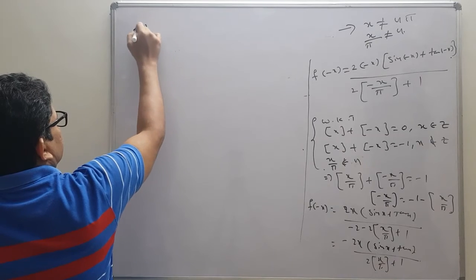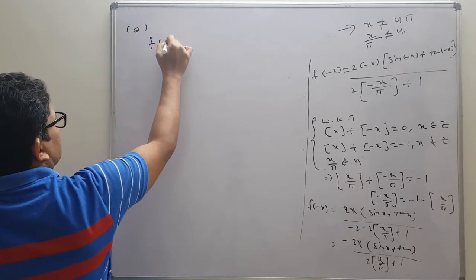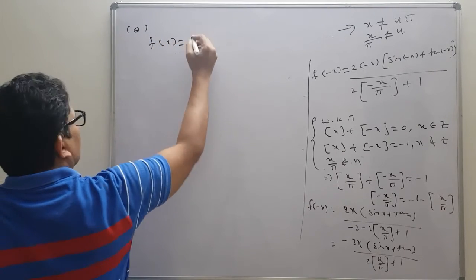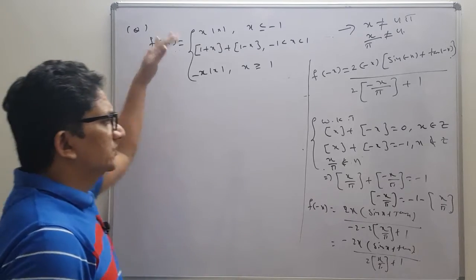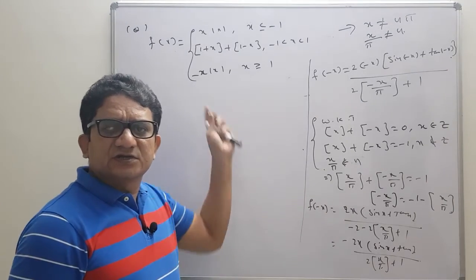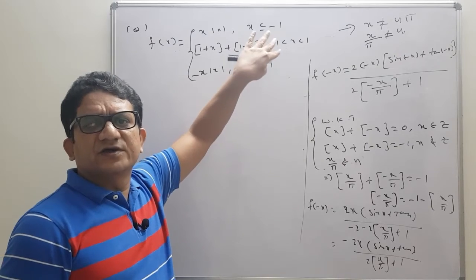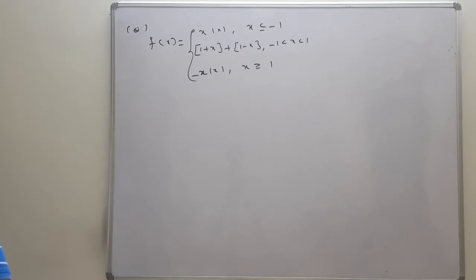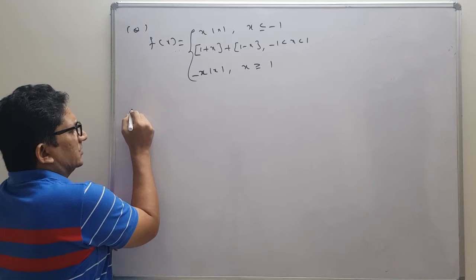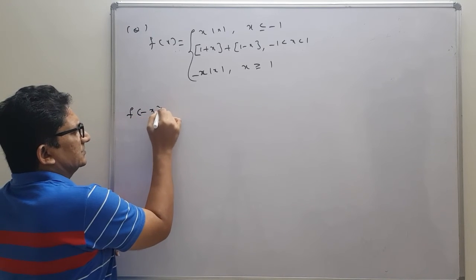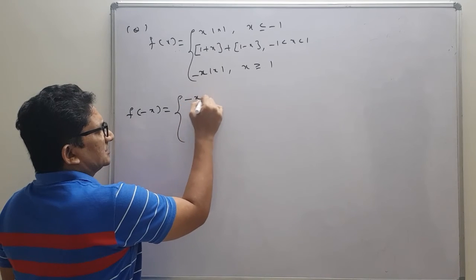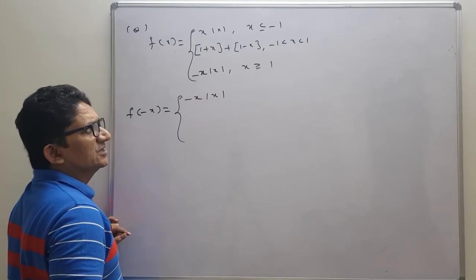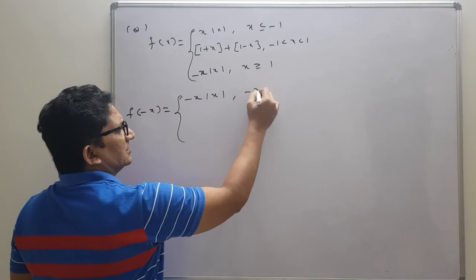Next question, f of x equals a piecewise function. Students, when a piecewise function is given, we will check how to verify whether it is even or odd. We will go for f of minus x straight away. F of minus x: now we will get minus x. So the modulus of minus x is mod x only. That means here we will write minus x.